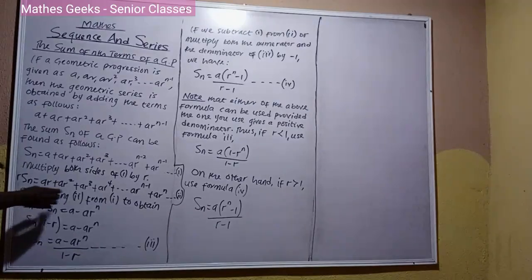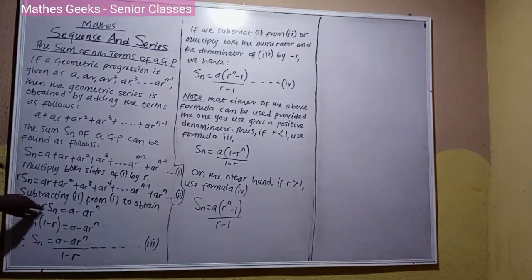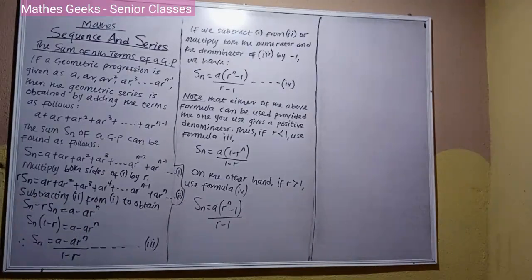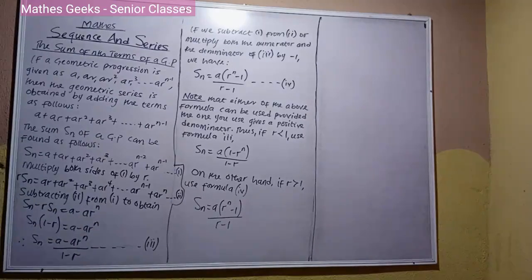Then if you subtract equation 2 from equation 1, you're going to obtain Sn - rSn equal to a - ar^n. Then you factor Sn out. So this will give us Sn(1 - r) equal to a - ar^n. Therefore, the sum of the nth terms of a GP is equal to (a - ar^n) divided by (1 - r). So this gives us equation 3.